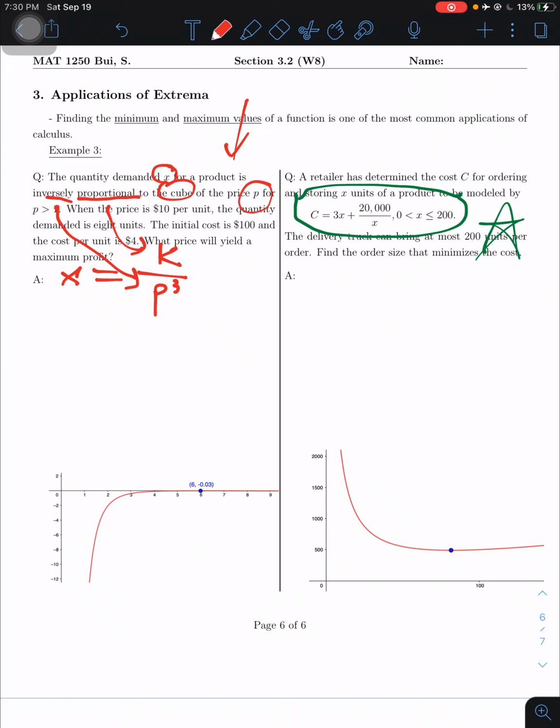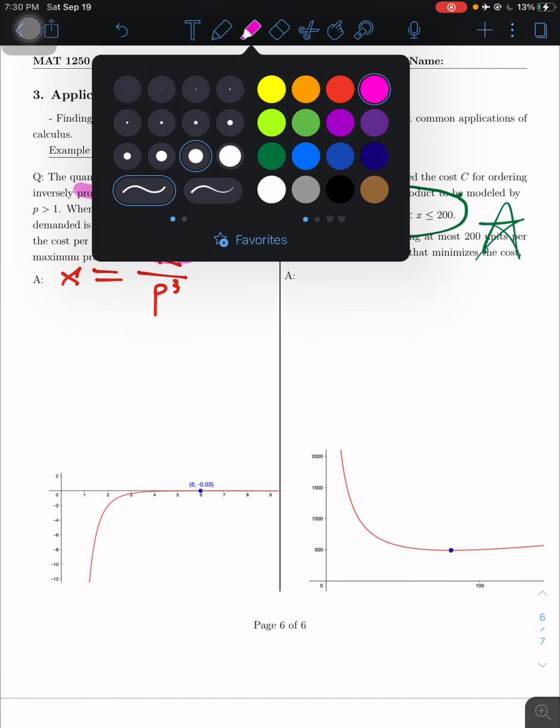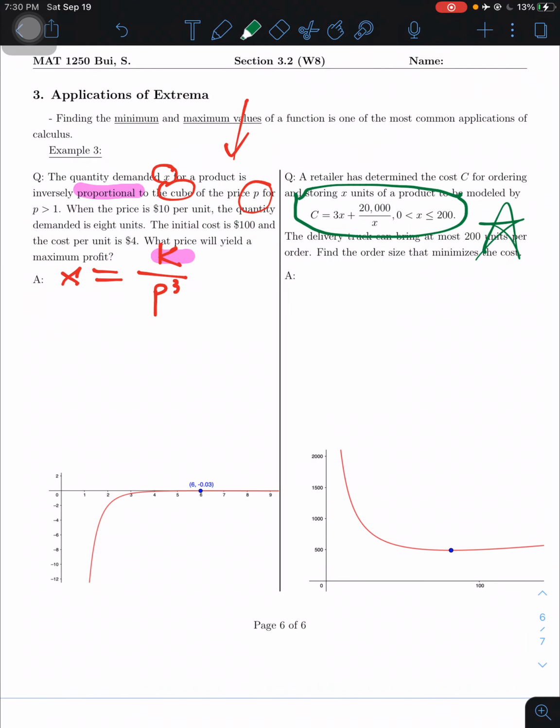Okay, let me use the color code really quick for this. So k in here is for proportional, and for the other one, let me put it in green. The cube of p is inverse, so that means that everything in here has to be on the bottom.